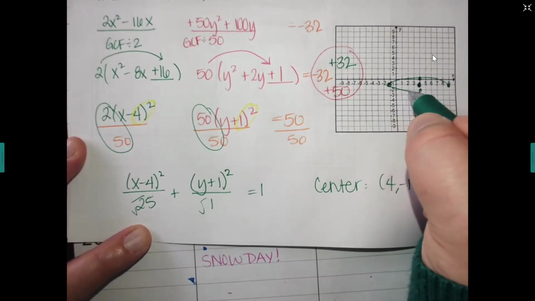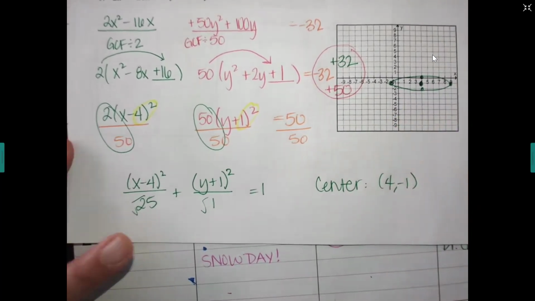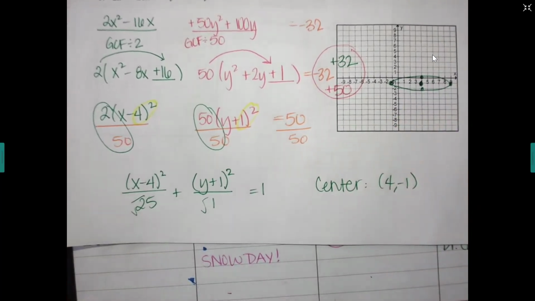Okay. Then you should also be able to tell me the major axis is horizontal because that's the longer one with a distance of 5. Your minor axis is vertical with a distance of... Questions on that?